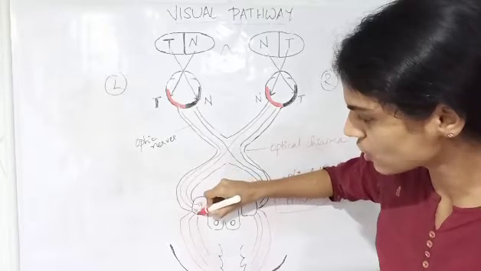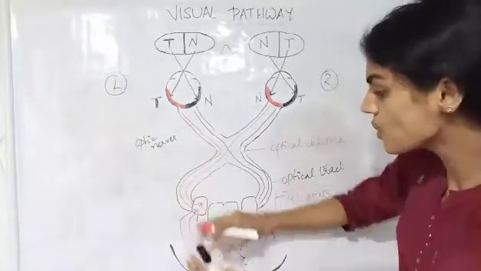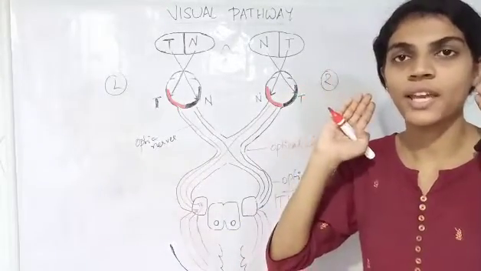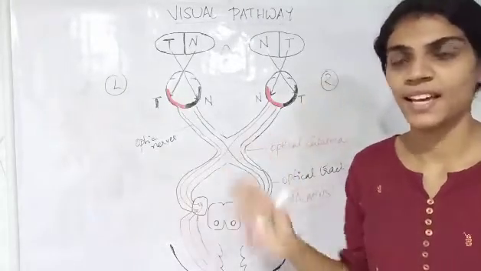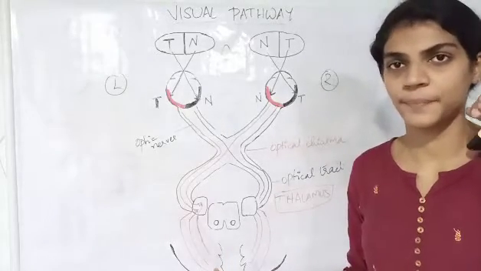So the axon of this neuron, the third order neuron, goes to where? To the visual cortex in the occipital lobe. Finally, these impulses reach the visual center.